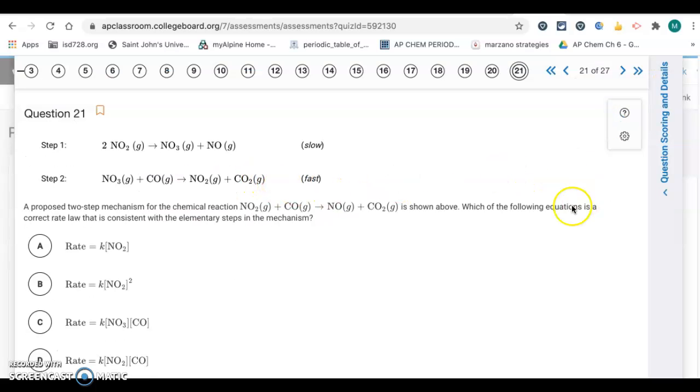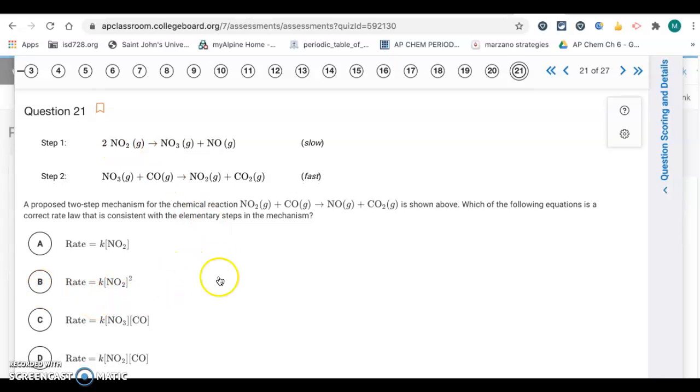21, another two-step mechanism. And the question is, which of the following equations is the correct rate law that is consistent with the elementary steps in the mechanism? So again, we look for the slow step. In this case, there's two of these NO2s, so that means it's going to be NO2 to the second order. So it's going to be letter B.